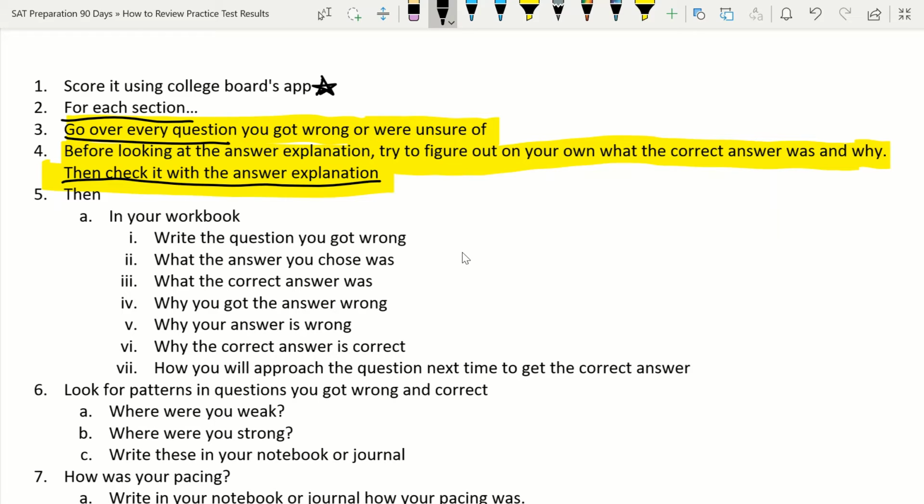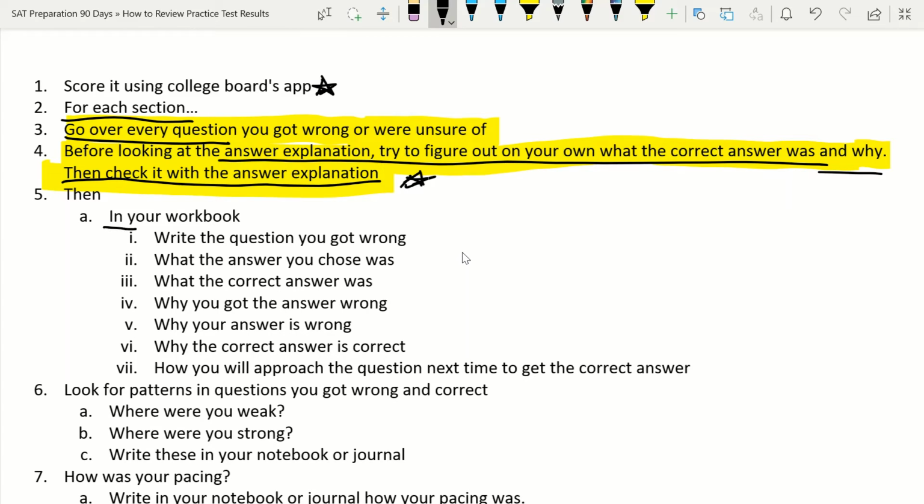So either way, whichever one you want to use for answer explanations is fine with me. If you want to use our videos, you can use those. If you want to use the PDF document that the College Board gives, you can use that one as well. So your pick there. But first, you're going to come up with your own way of getting the correct answer and why. Then after that, you're going to check it with answer explanations. So after that, what are we going to do?